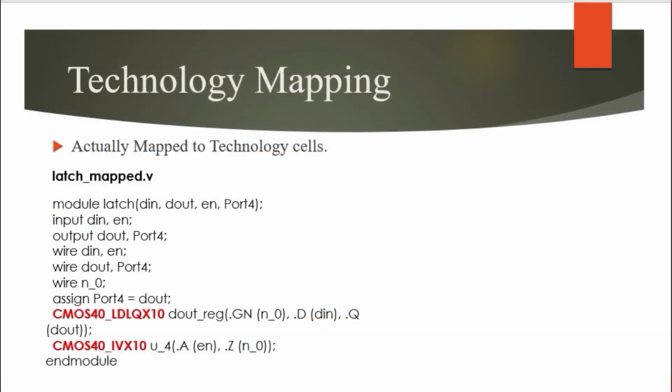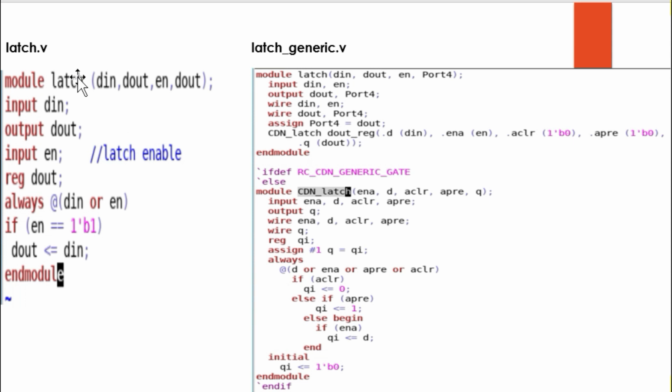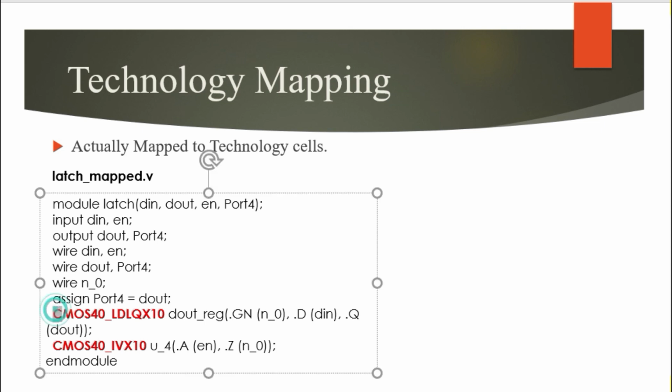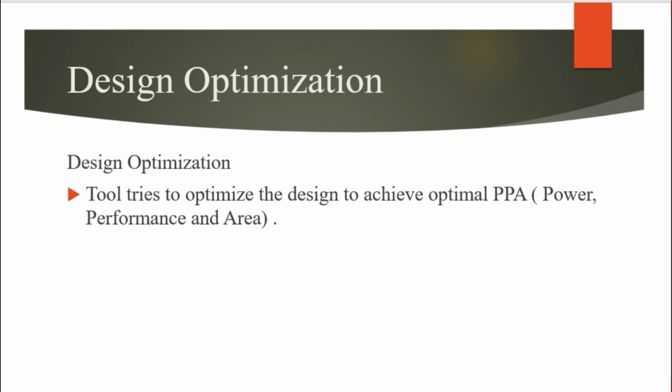As you can see in this example, we had latch.v code. In latch generic.v, that is after the generic synthesis step, we had this cdn underscore latch as a generic cell. After the technology mapping is done, we have this latch underscore map.v. In this netlist, mapping is done, and as you can see, the cells have been mapped to the actual technology dependent cells. With this, our technology mapping step completes, and after this we have something called design optimization. Now the tool tries to optimize the design to achieve optimal power, performance, and area.